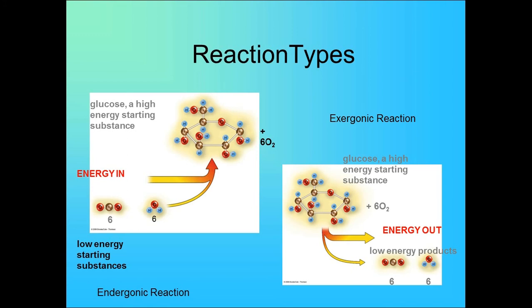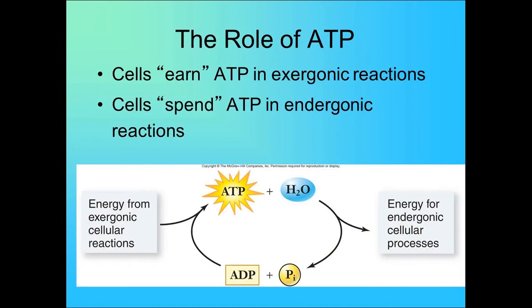In an exergonic reaction, energy is released. Again, this is not the same as exothermic because exothermic involves the release of heat. The final products have less energy than the starting substance. Respiration is an exergonic reaction. Cells earn or create ATP in exergonic reactions and spend or use ATP in endergonic reactions.